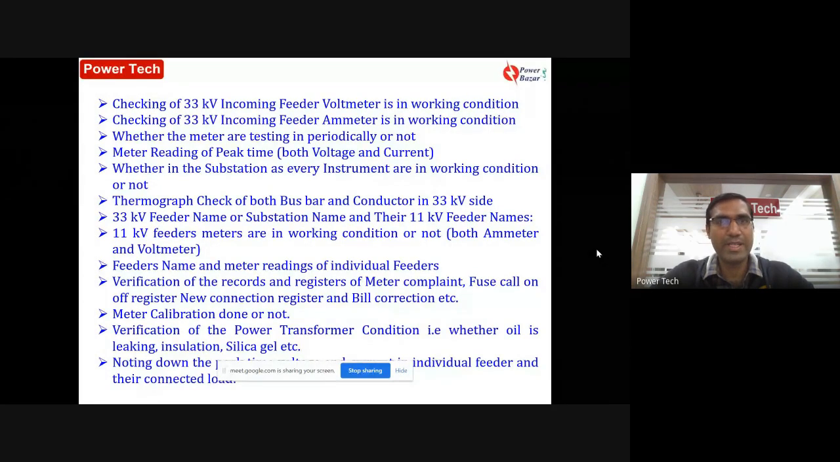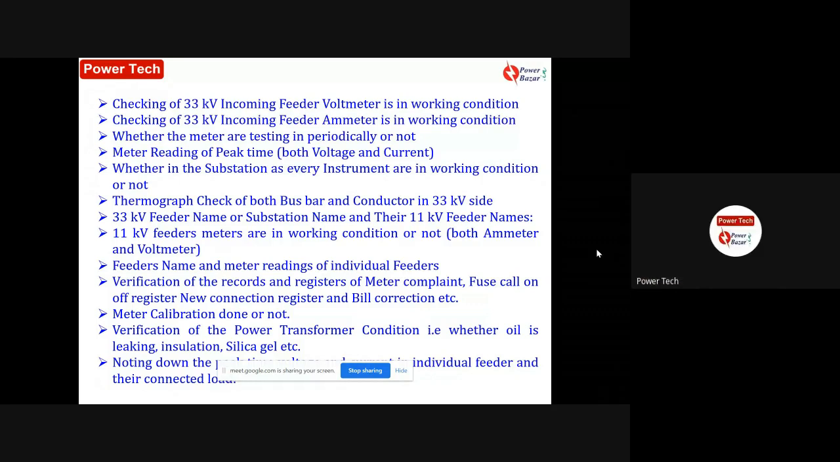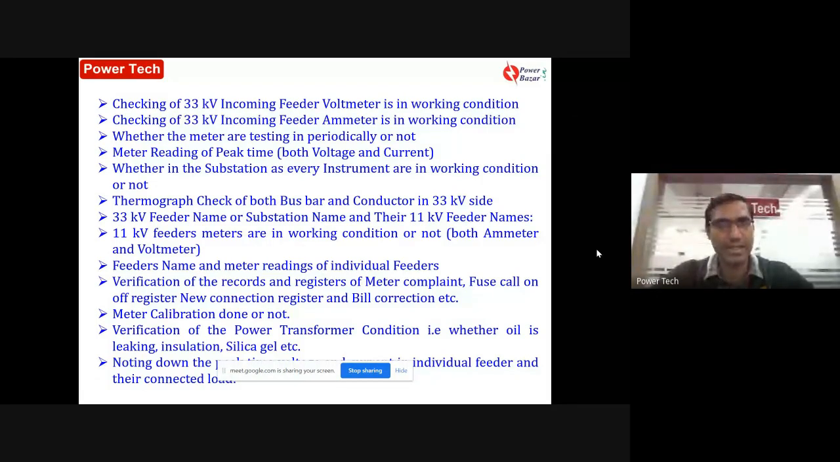And similarly, check whether the ammeter is working or not, and what the meter reading is at peak time. Whether every instrument in the substation is working or not, like isolators, whether they are in working condition or not. A thermograph check of both the bus bar and whether there is any heating point, like localized heating, is happening or not. That will give an idea whether any instrument damage is happening or not.